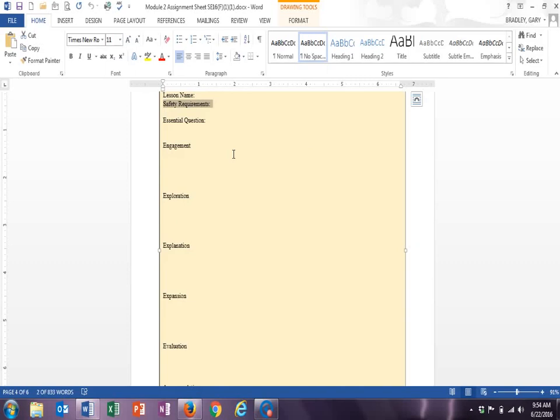This box is not a static box. It is meant to serve you, serve your needs. So if you want to write more, that's fine. But write enough so that I or a substitute teacher could read through this lesson and make a reasonable presentation just based on your explanation, just based on your verbiage here.